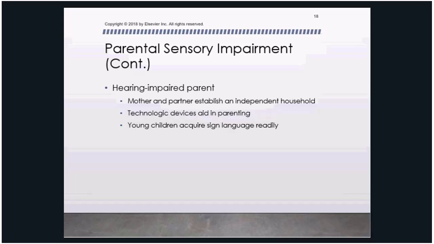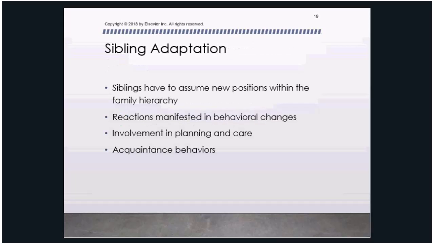Hearing impaired parent: the mother or parent can establish an independent household. Technological devices aid in parenting, and young children acquire sign language readily.